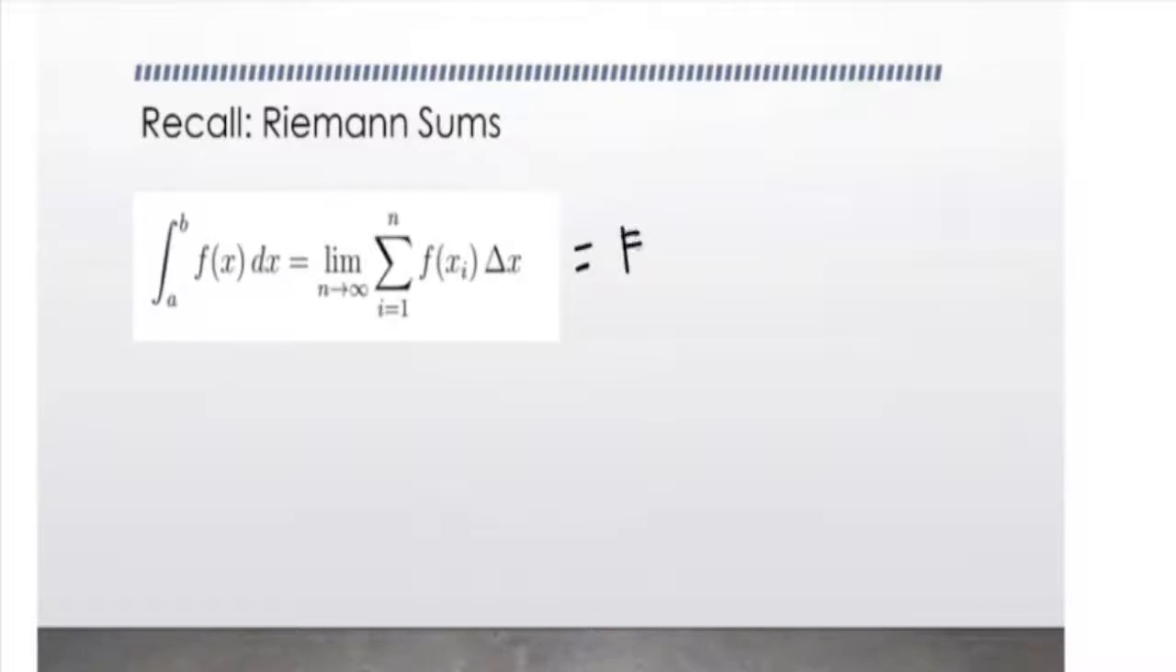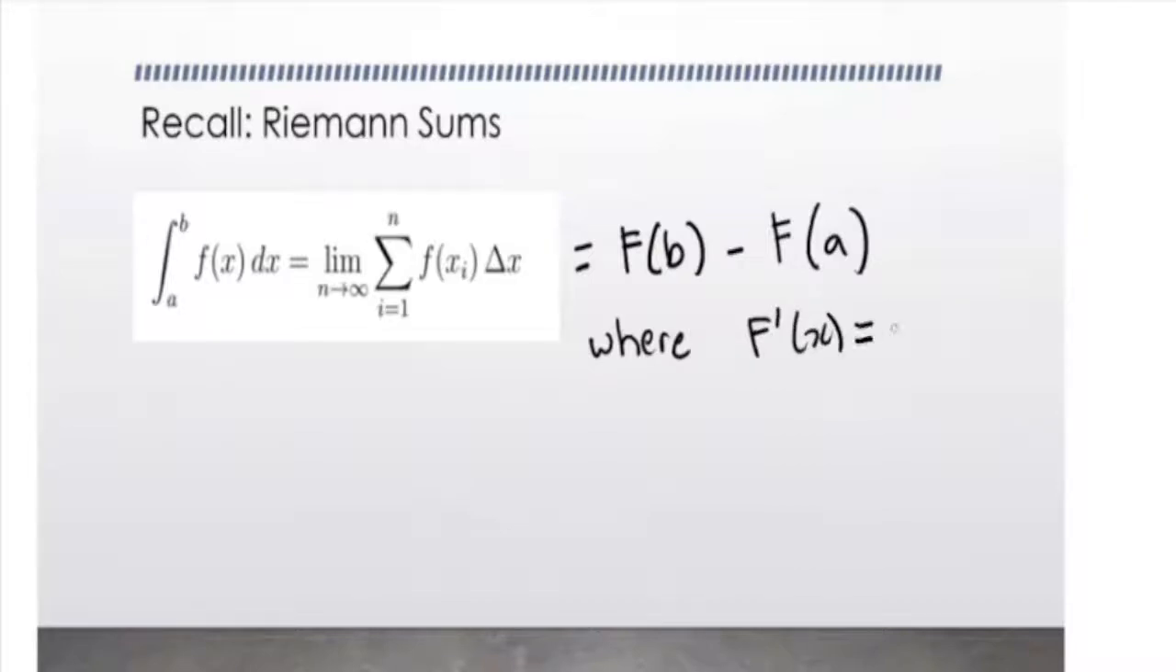So FTC2 states that the definite integral from a to b of f of x dx is equal to capital F of b minus capital F of a, wherein capital F prime of x is equal to f of x. So of course, ito na yung gamitin natin kasi mas madali na to.